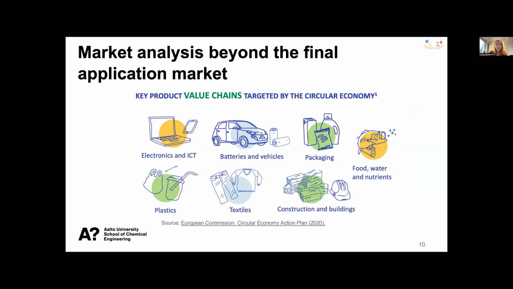Then we should be thinking beyond the end final market. Okay, I'm making these nanomaterials for agricultural applications, maybe, or electronics, or textiles, or construction, or food and water; nutrients can be related to agriculture. This is basically a picture taken from the European Commission Action Plan, and they talked about these different value chains.